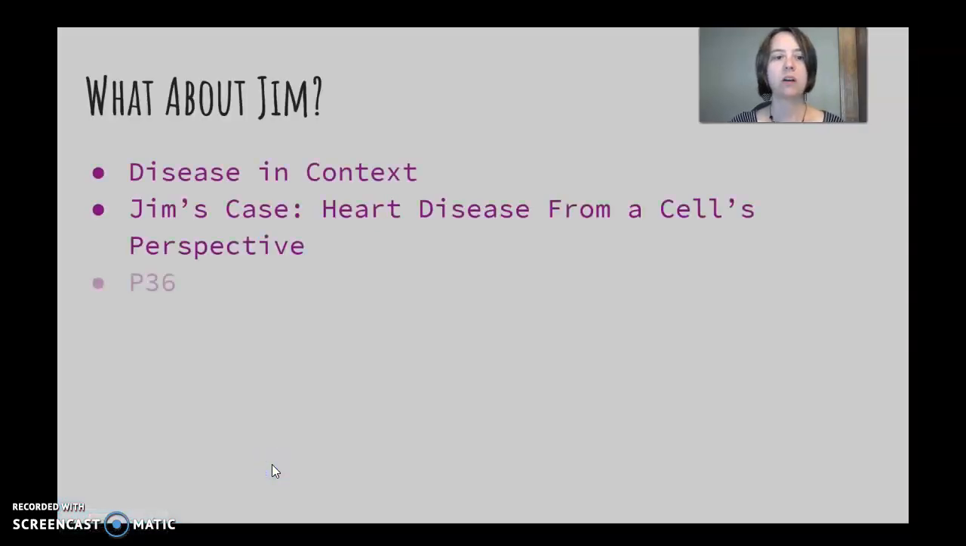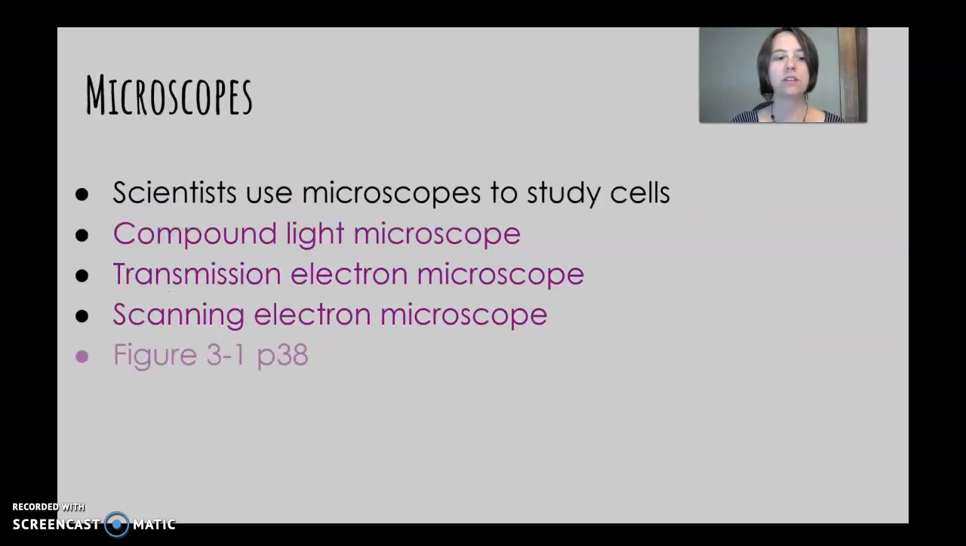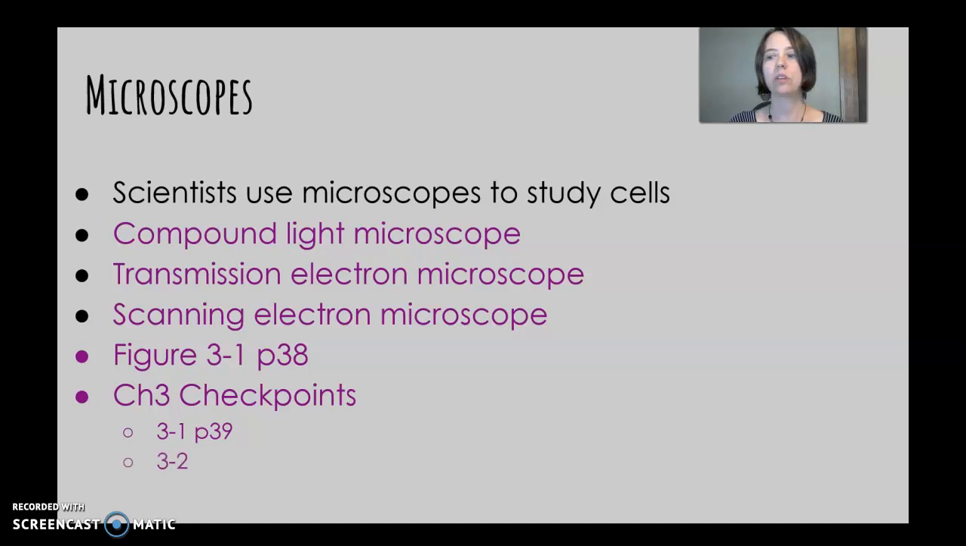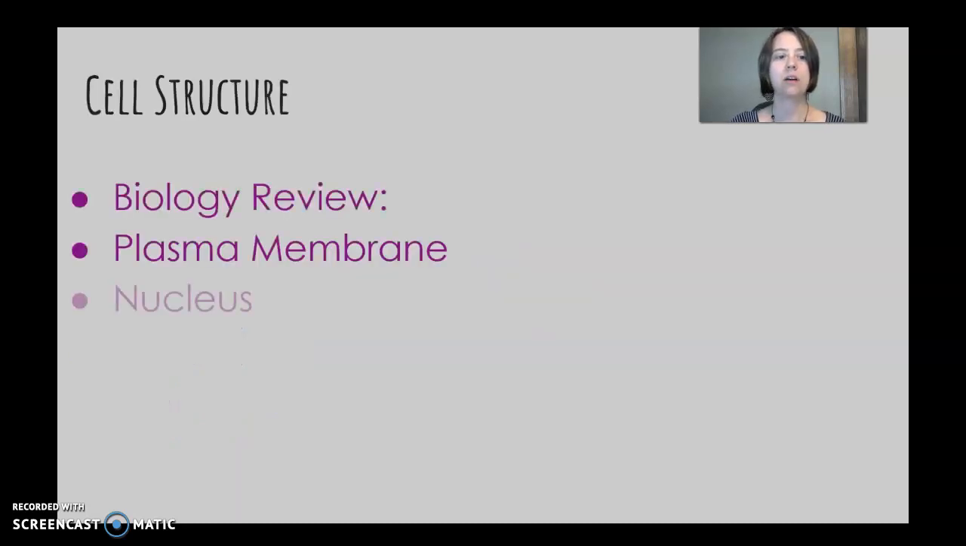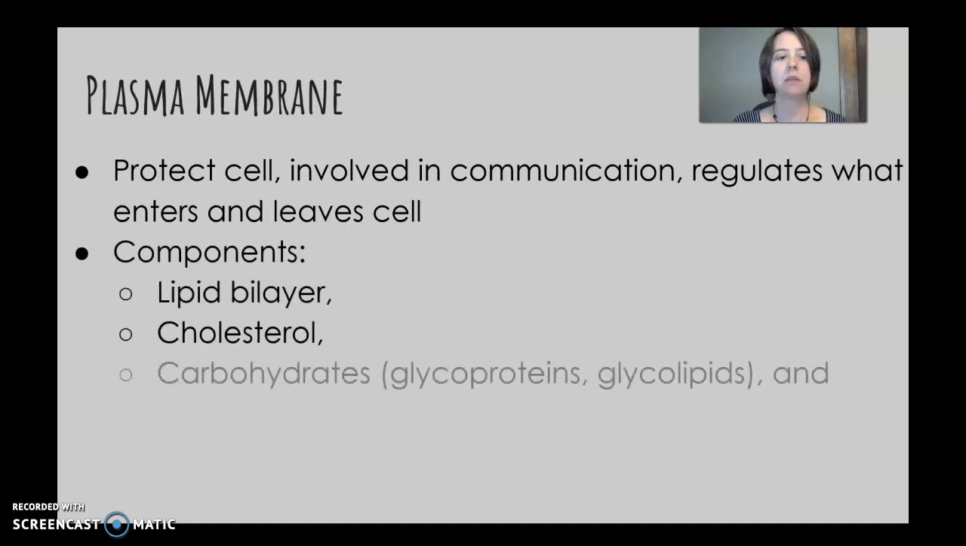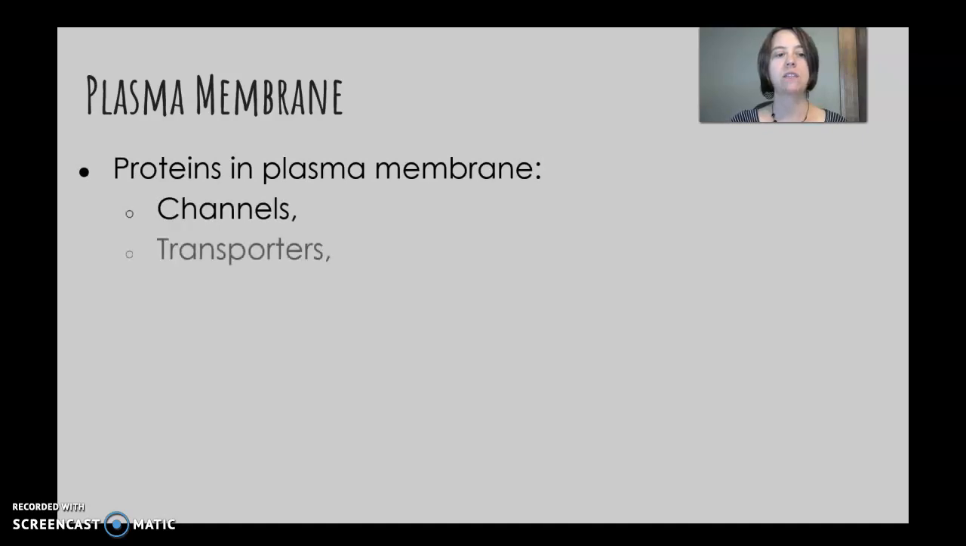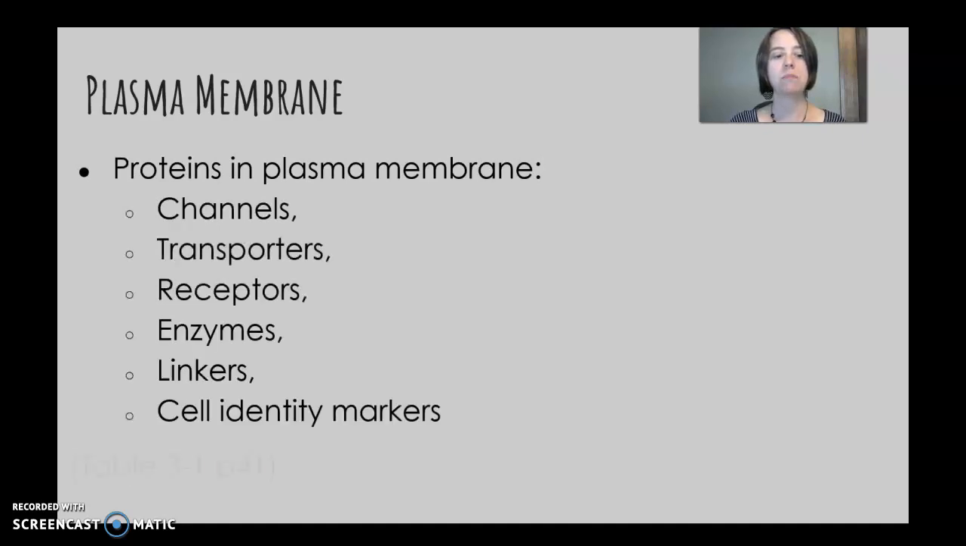And we talked about what's wrong with Jim. Previously in Part 1, we talked about the 3 different types of microscopes and how they help look at cells. We talked about the plasma membrane, the nucleus, the components of the plasma membrane, the bilayer, the cholesterol, carbohydrates, and proteins, the different proteins in the plasma membrane.